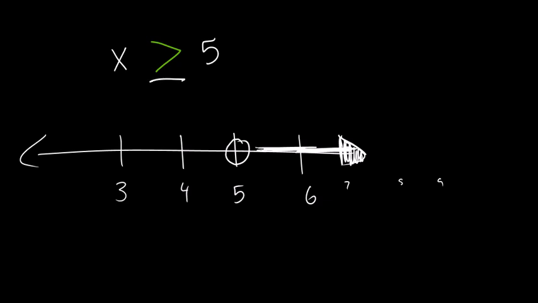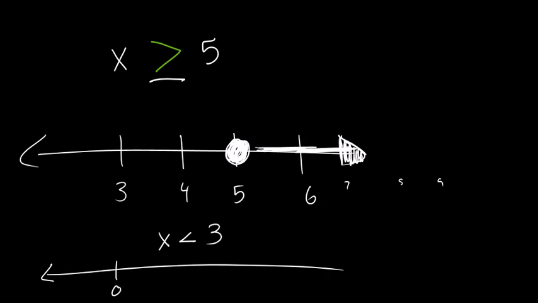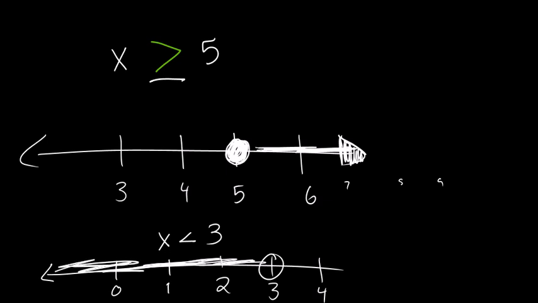If it was greater than or equal to, that means our dot is going to be filled in. It will be a closed circle. And it would be the exact opposite if I have x is less than 3. So I may have 0, 1, 2, 3, 4. Alright, open circle, and since it's less than, it's going to cover all of these numbers shooting off to the left. Alright, let's look at a couple more complicated examples.